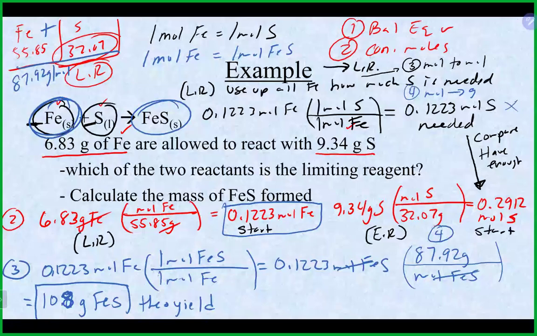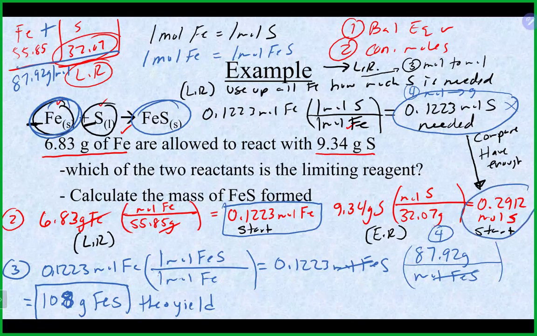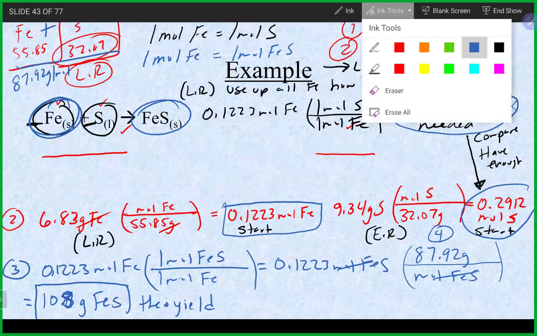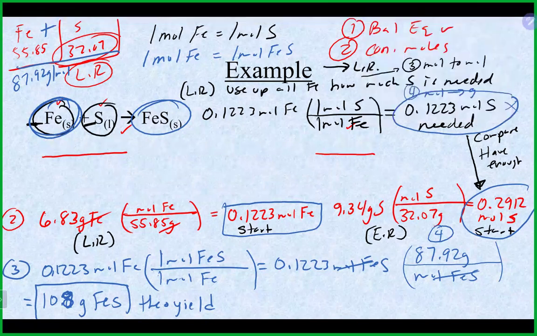Now, could I figure out how much of my excess reagent is left over? I could. I know that my excess reagent is my sulfur, and I know that I would have needed, because I chose correctly in this case, 0.1223 moles of it, and I started with 0.2912. So if I want to figure out my excess leftover, I could take the moles of my excess reagent I started with, and I could subtract how much I needed.